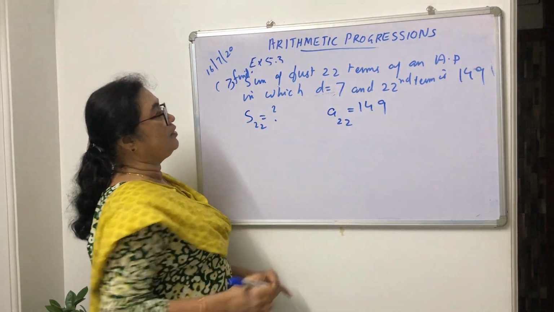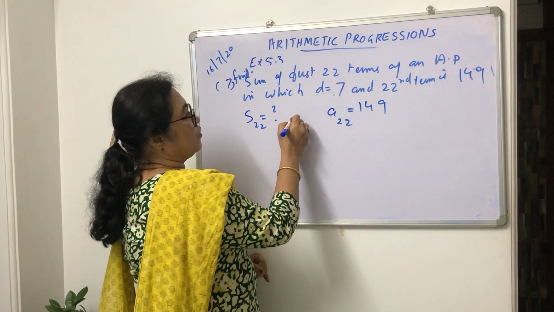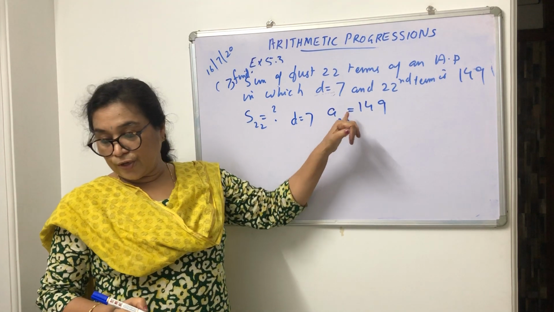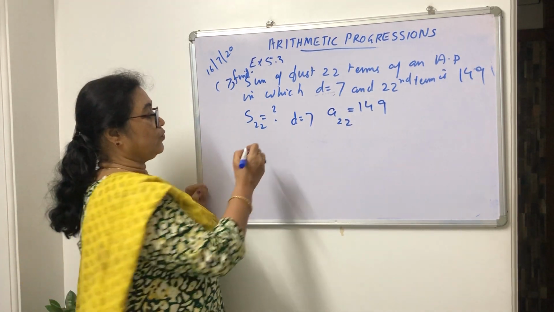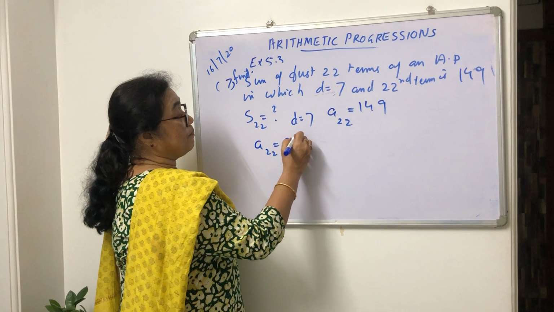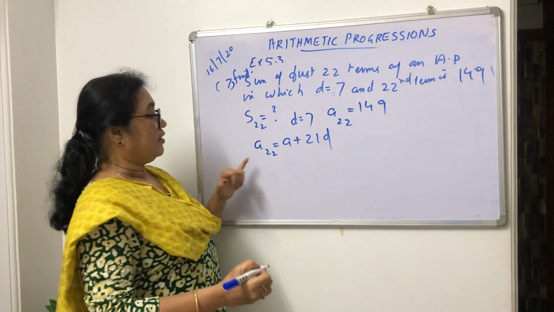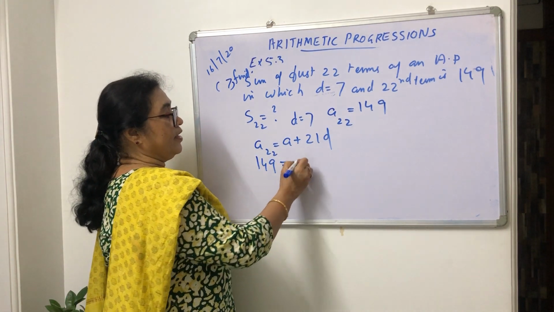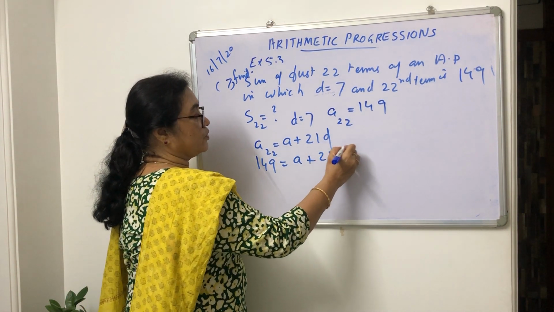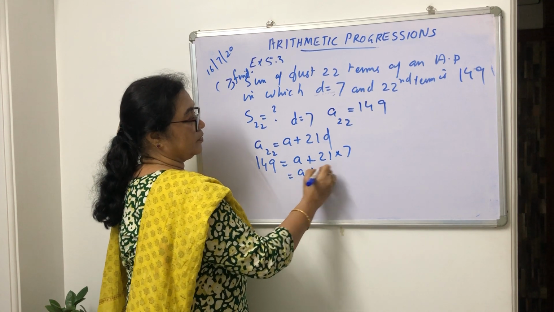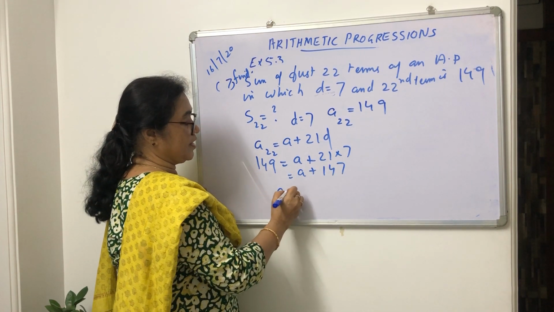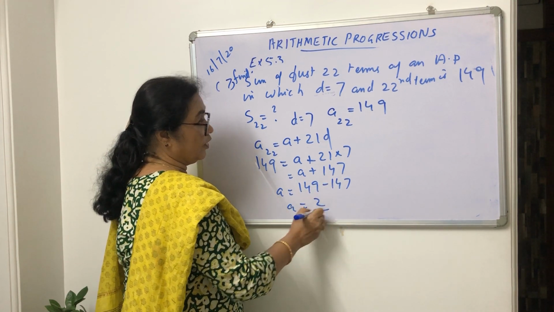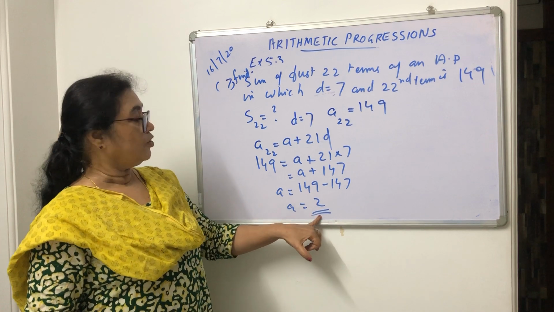You need to find out, given D is equal to 7. So here A22 is given. So what is A22? A22 is A plus 21D. So A22 is 149. A you don't know. 21 into 7, 147. A is equal to 149 minus 147 is 2. The value of A you got it as 2.